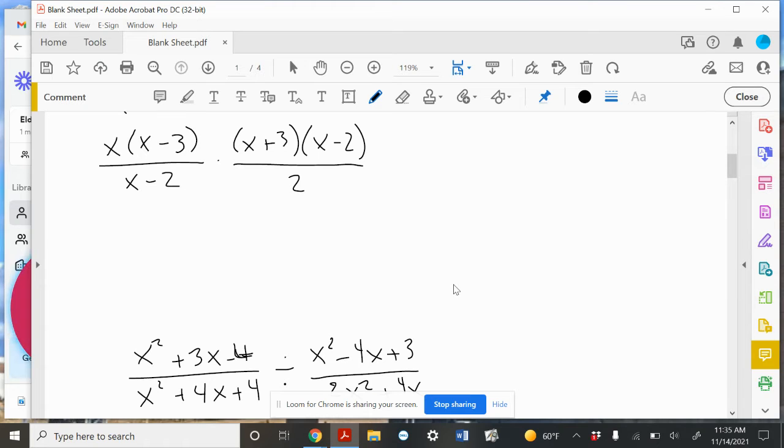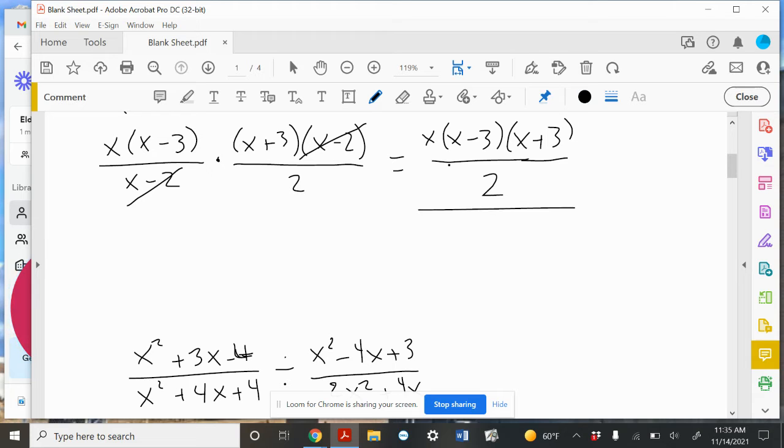Now we move into multiplication and division, and so we're going to look at doing some factoring. The first problem, everything is already factored out, and so all I have to do is just look to see what can cancel. So notice here we have an x minus 2 and an x minus 2, so those two can cancel. And then when we rewrite it, notice we're doing multiplication, so we're going to put everything in the numerator that needs to be there. So we have an x minus 3 and an x plus 3. And then in the denominator, all we have is 2. So that would be my answer right there.